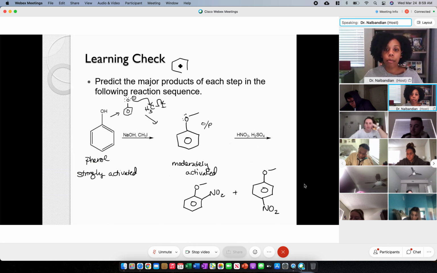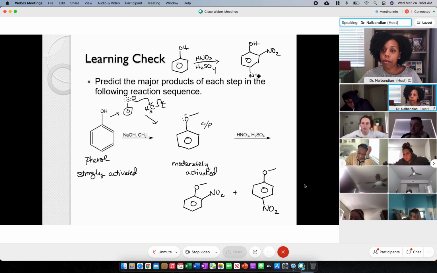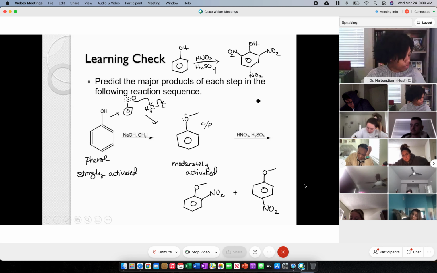Why did we do this two-step process? Well, let's look at what would have happened if we had done it as a one-step process. What if we had done this? What product or products would we have gotten here? Well, we would have gotten one product where all open ortho and para positions would react. So that's why we have to do this two-step process and make it moderately activated. Questions there?